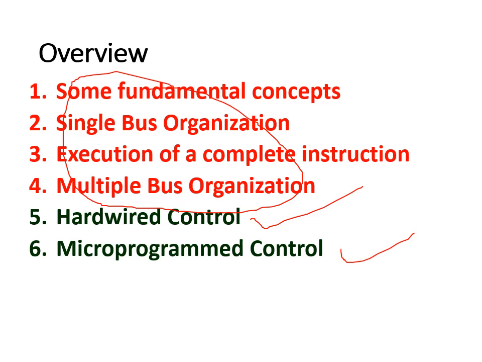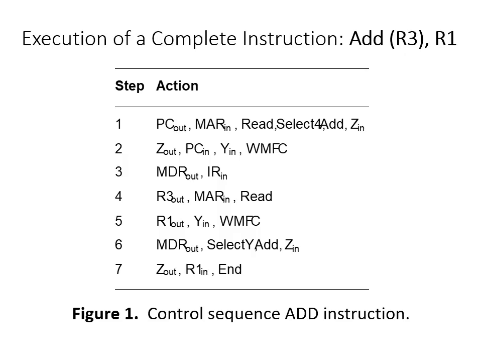Before starting hardwired or microprogrammed control, let us see what a control signal is. Here I have given a complete execution of the instruction add R3 contents with R1, where R3 we consider as address. You are familiar with this instruction. Now we know how to write a control sequence for a particular instruction. We studied this in the first part of Module 5.